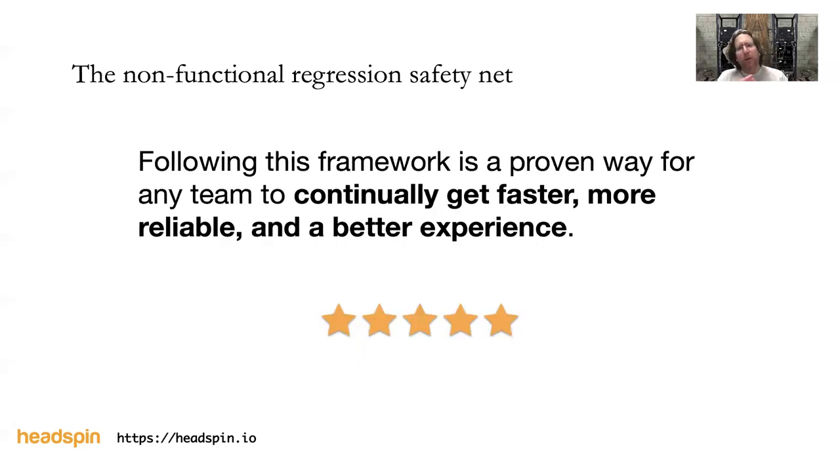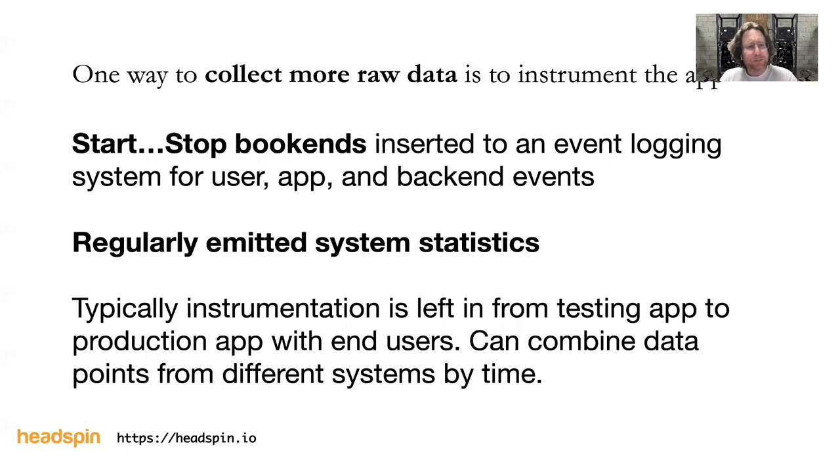So following this framework is a proven way for any team to continually get faster, more reliable, better experience. And following this framework results in, over time, by making small improvements and not regressing, you end up with a 5-star game or 5-star application. And so this is really a way that every team can adopt this practice. And I'll go into examples of how do you create the data and how do you adopt this.